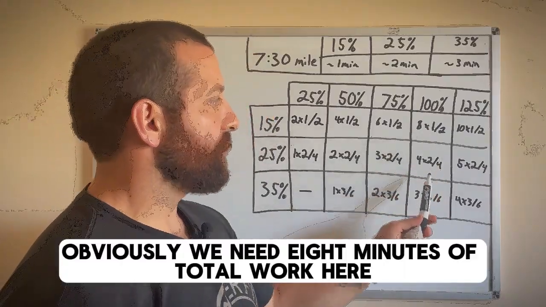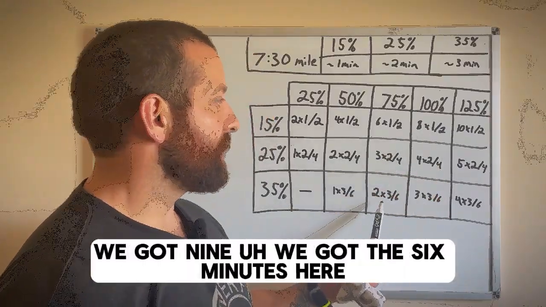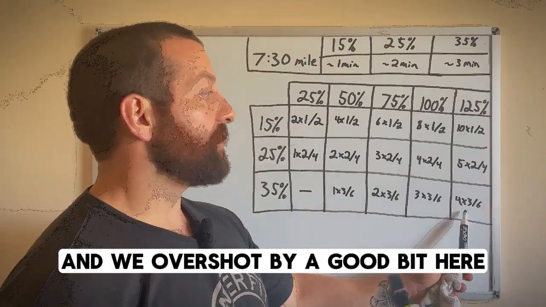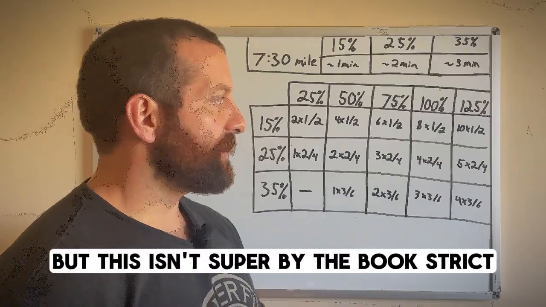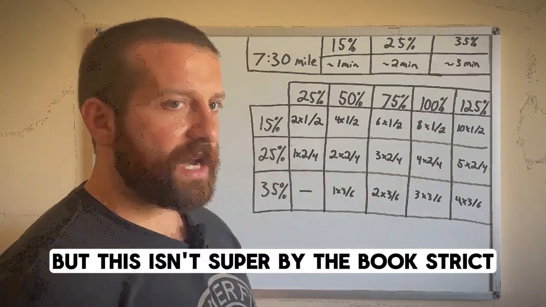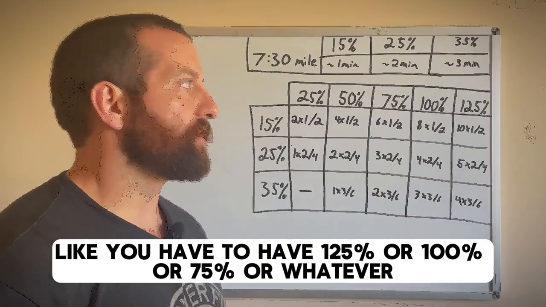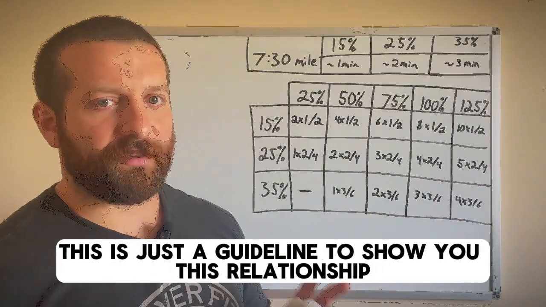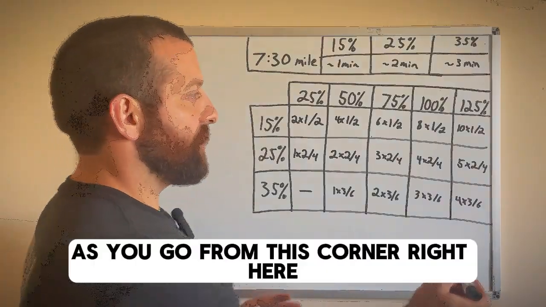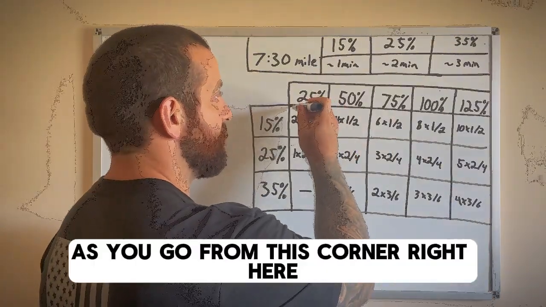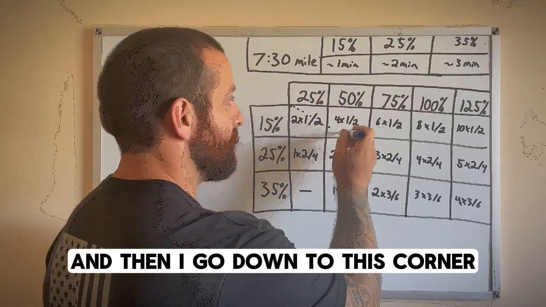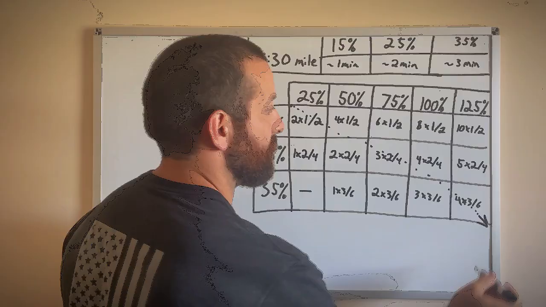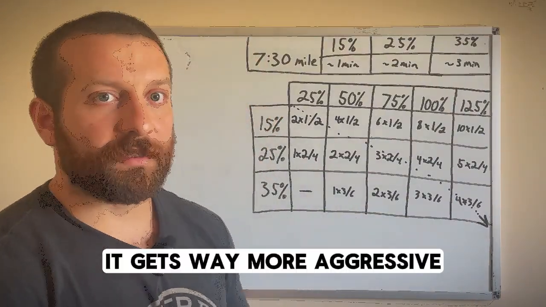Obviously, we need 8 minutes of total work here. We got 9. We got the 6 minutes here. We're a little under here, and we overshot by a good bit here. But this isn't super by the book strict, like you have to have 125% or 100% or 75% or whatever. This is just a guideline to show you this relationship. As you go from this corner right here down to this corner, it gets way more aggressive.